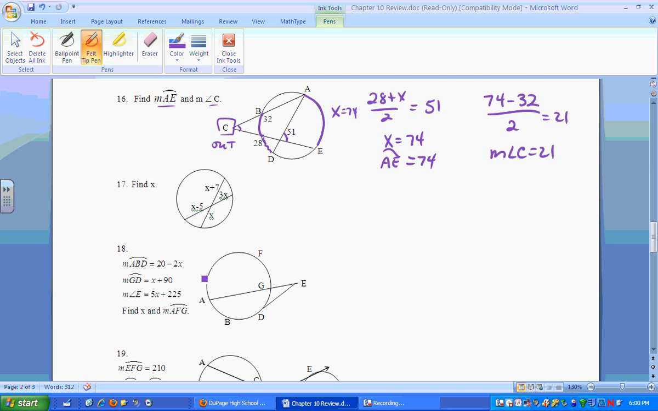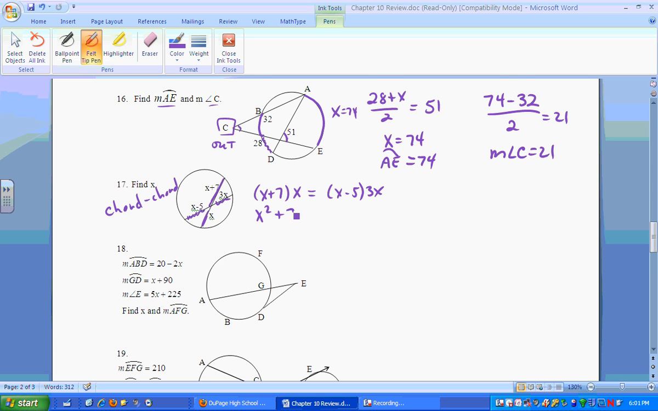17 is our new stuff, which we learned from 10.8. This is the chord rule. All right, the chord rule said piece times piece equals piece times piece. So what do we get? We get 7 plus x times x equaling 7 minus 5 times 3x.